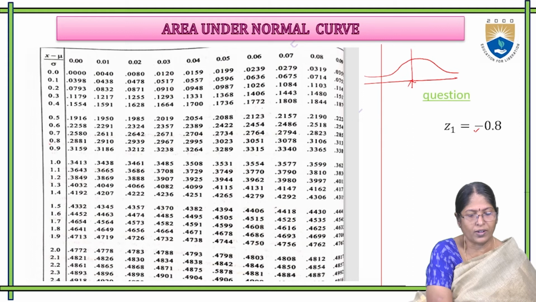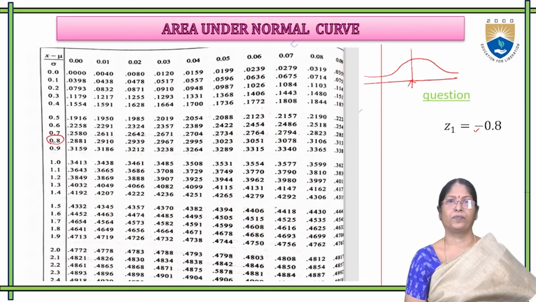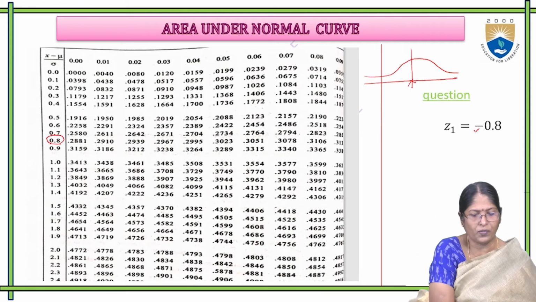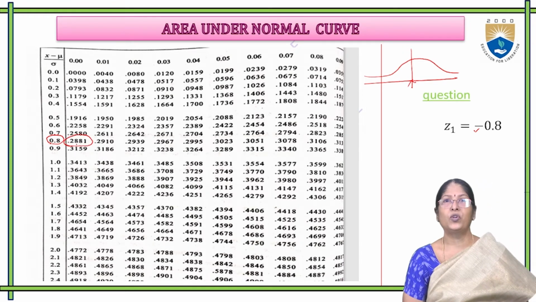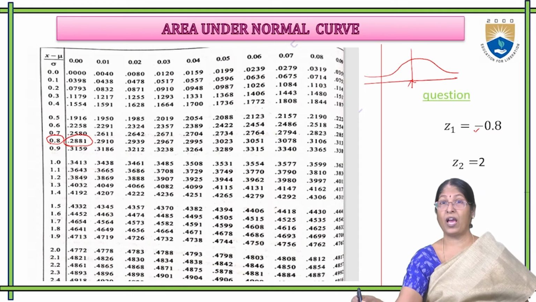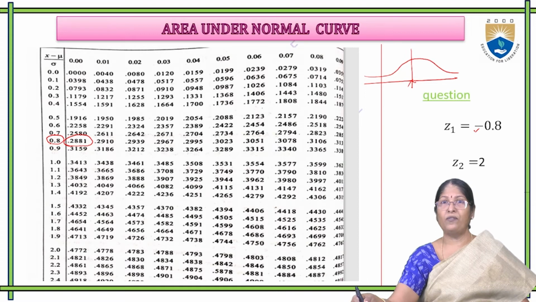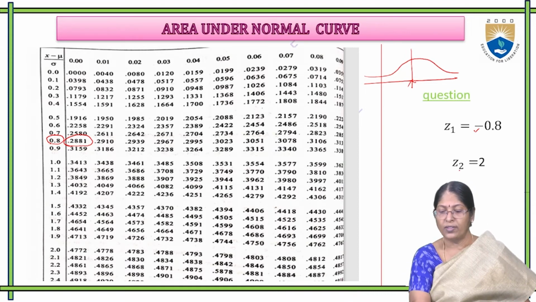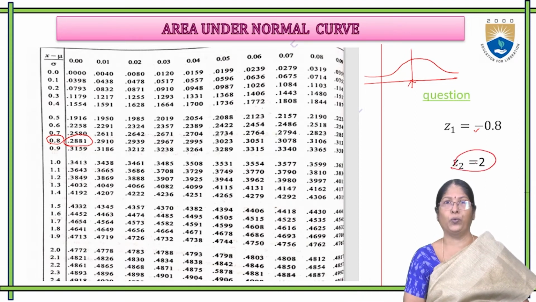Here is our 0.8. We will just move here. This is our point 0.2881, which we saw in the previous slide. Z2 equal to 2: that is our 40, which we named x2 and converted into Z2. The Z2 is nothing but 2.